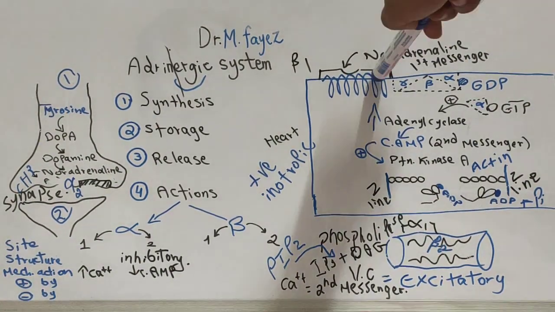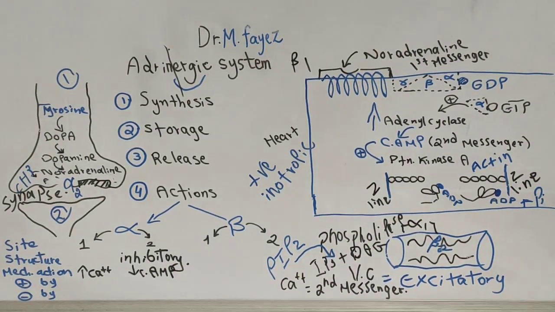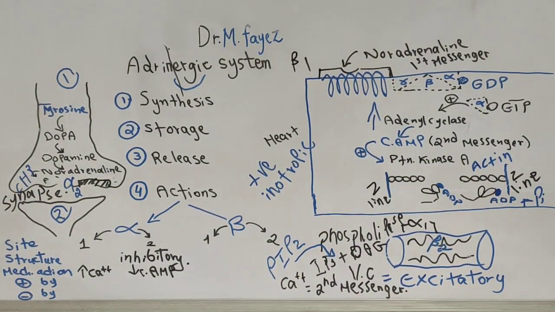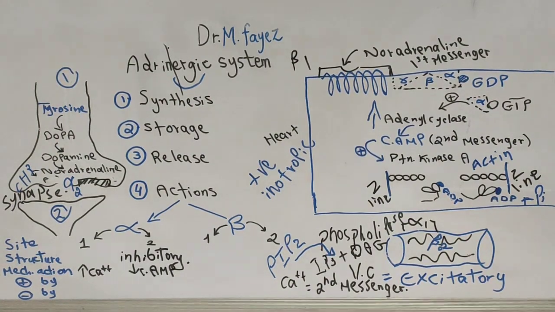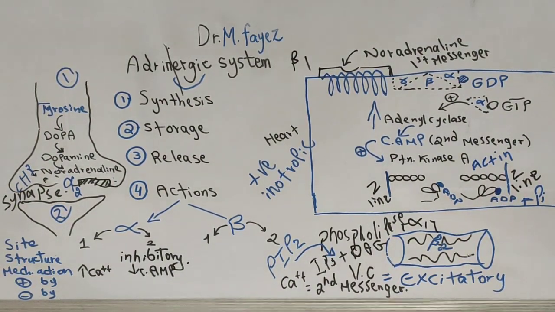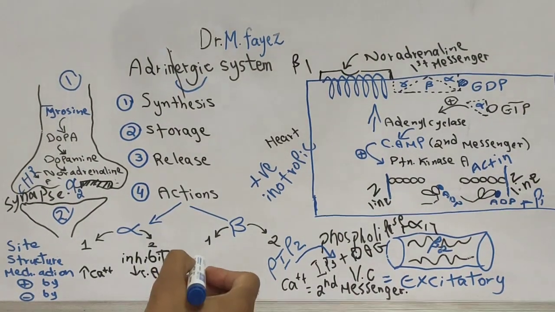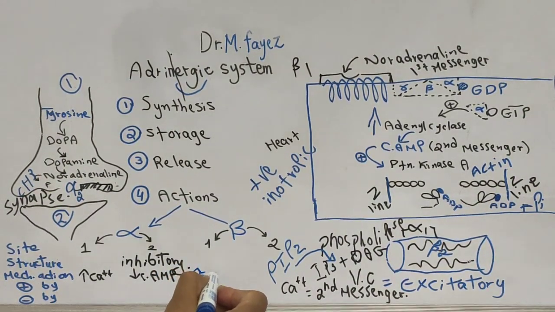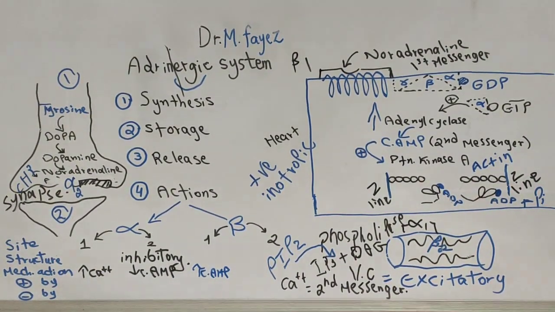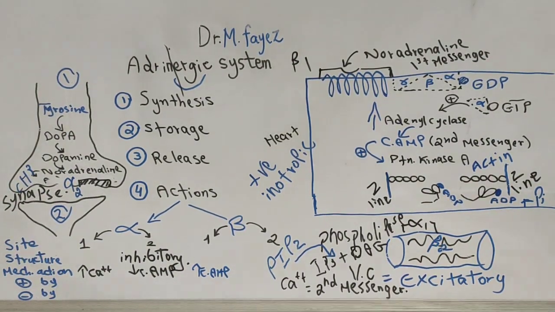Suppose the beta 1 receptor is present on fat cells. The same mechanism occurs. The activity will be what? Breakdown of fat into fatty acids as a source of energy for tissues. This is called lipolysis. This is so important. So beta 1 acts by what? Increasing cyclic AMP. This is important. You should know.